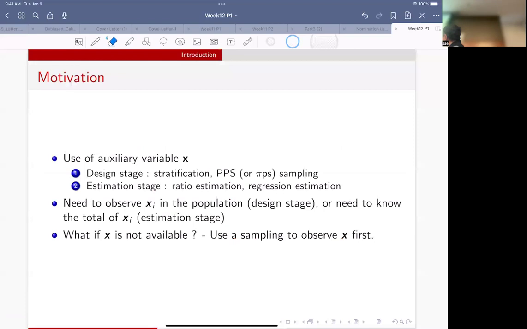So we can use the X variable in the design, right? Especially if you can use X to do stratification, or we can use X to employ unequal probability sampling, PPS sampling, something like that, which can improve the efficiency. Or we can use X to improve estimation efficiency in the estimation stage. So basically, in either case, the presumption is that X is available in the sampling frame.